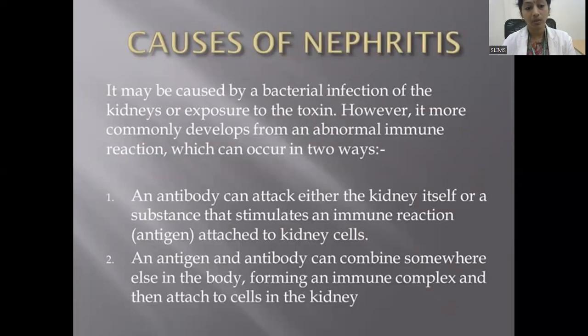What is the main cause of nephritis? It may be caused by bacterial infections of the kidney, with exposure to more toxins. From abnormal immune reactions, it can occur in two ways: an antibody can either attack the kidney itself, or the substance that stimulates the immune reaction attaches to the kidney cells. Where the antigen-antibody reaction is triggered, it can affect the kidney. An antigen and antibody can also combine somewhere else in the body, forming an immune complex that then attaches to the cells of the kidney.